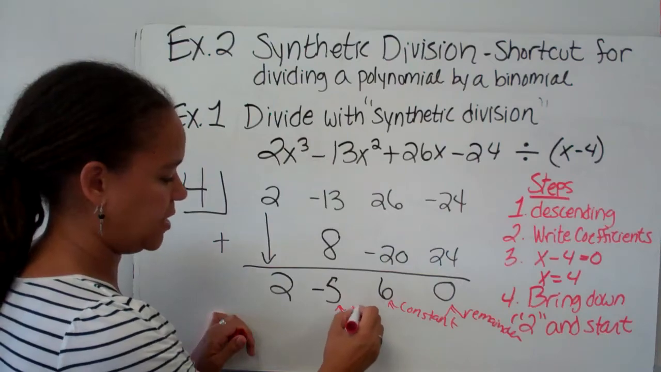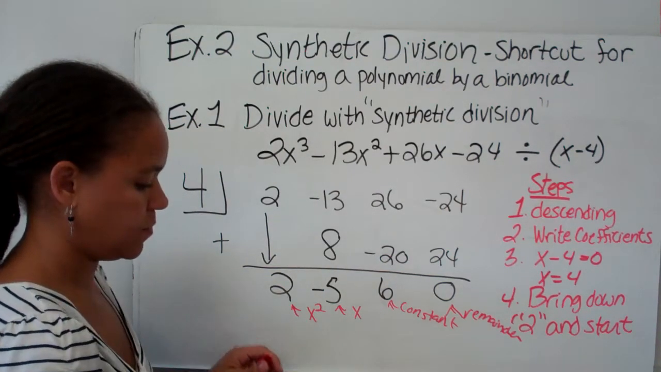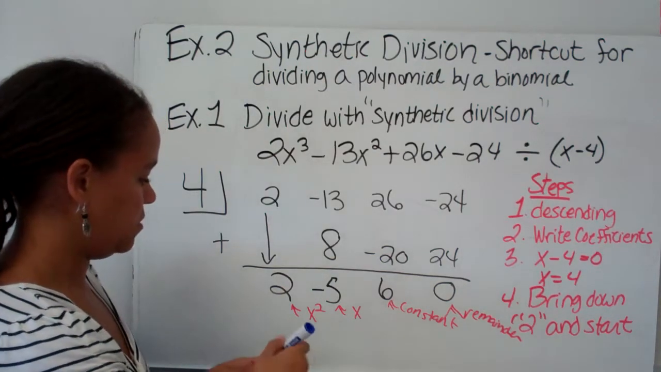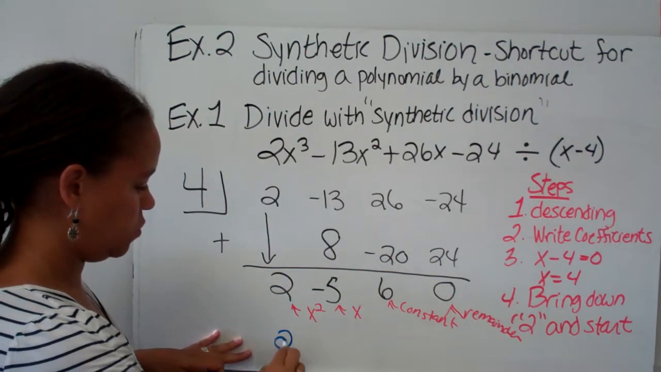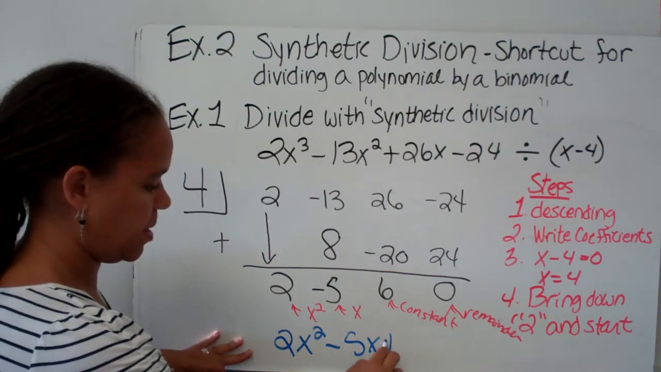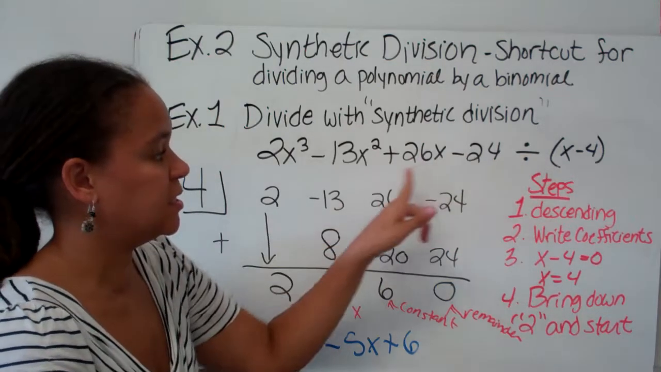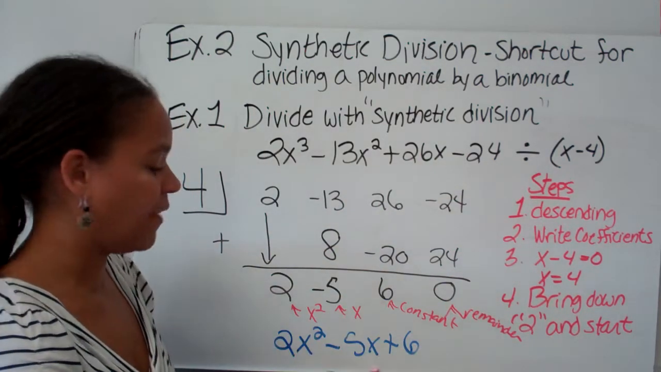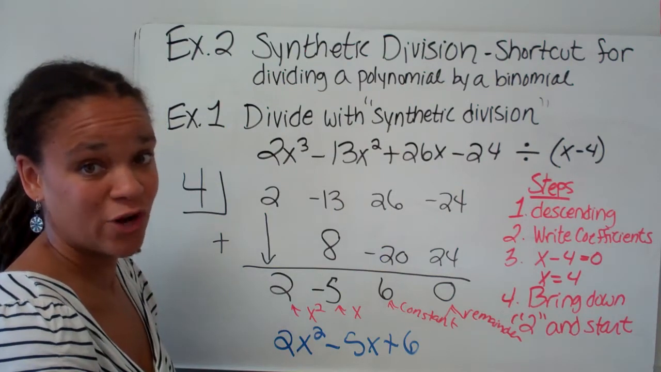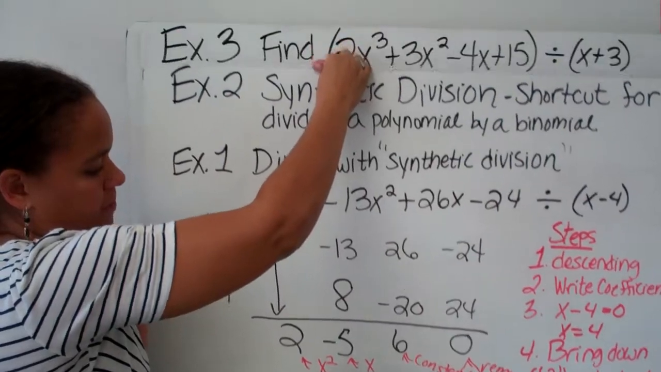This would be the x term, and this is going to be the x squared term. So to write your final answer, we have 2x squared minus 5x plus 6 with no remainder. So had you taken this and done long division, you'd have gotten the same answer. Maybe that's something you should try out and make sure that you do. All right, let's look at another example.